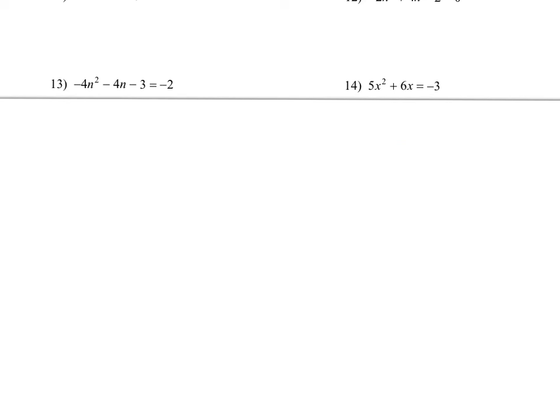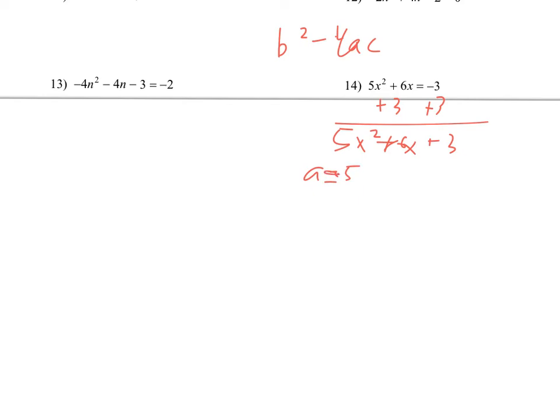All right, on number 14 and 15 for the discriminant for our b squared minus 4ac, we do have to get one side to 0, so I'm going to add this 3 over. It doesn't have anybody to combine with, so I'm just going to leave it like this. And, all right, so now we'll do a is 5, b is 6, and c is 3. So I'll do b squared minus 4 times a times c.